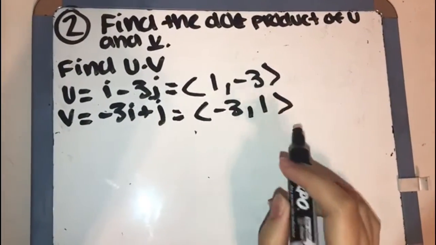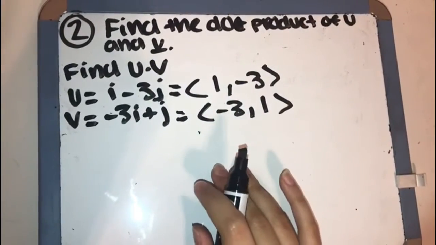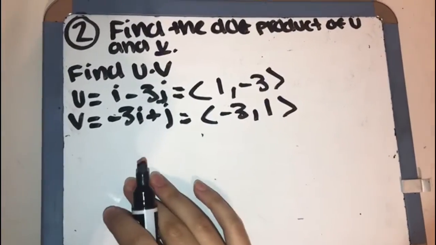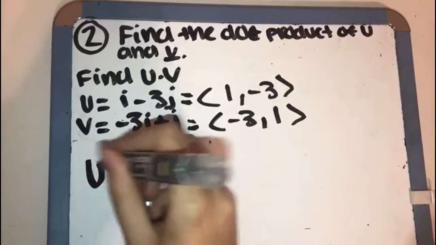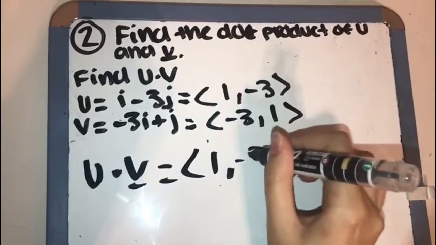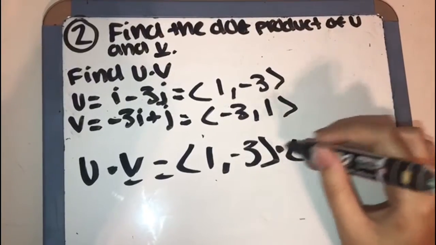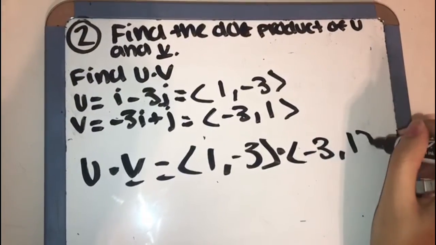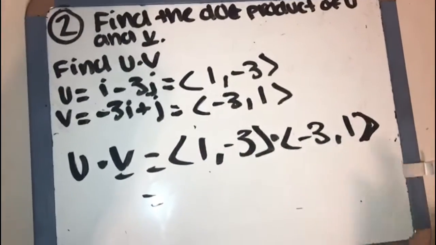So now we're gonna start solving. This part is actually the easiest part that you would know. It's the same thing as last time we did with the numbers. So we're gonna make them together. So we're gonna do u times v. So 1 and -3, and the multiplication sign, -3 and 1. So now you can just go through your way and try.